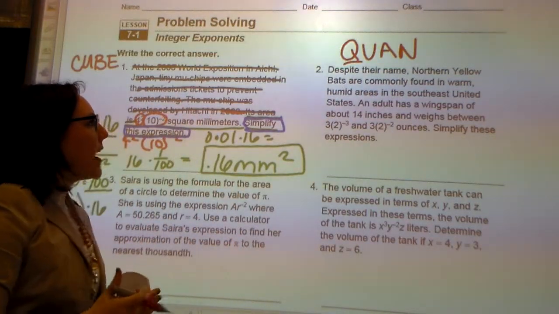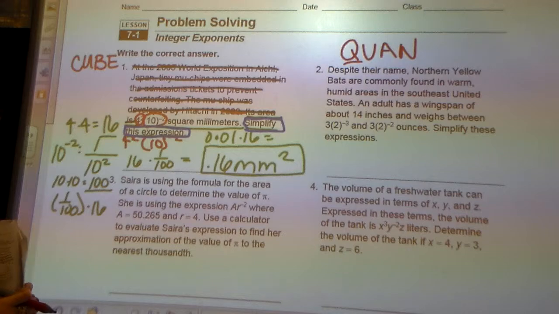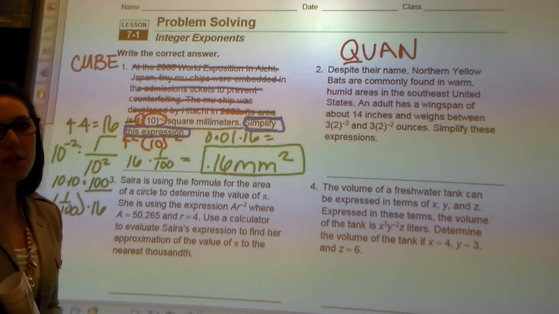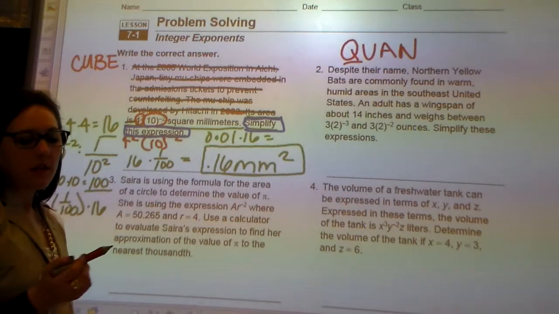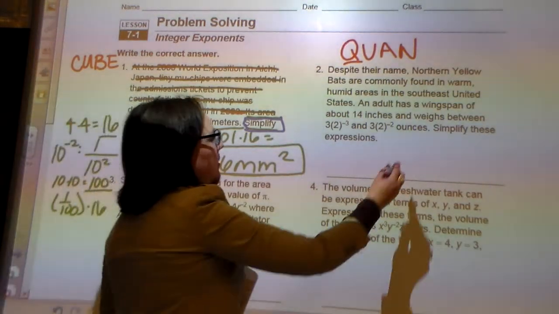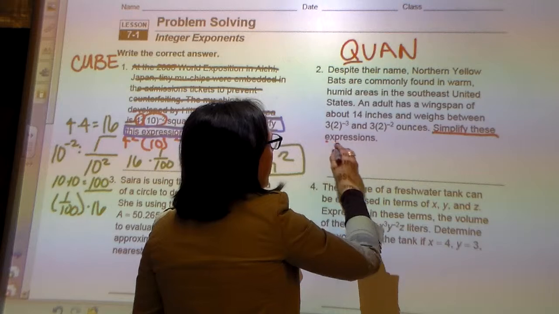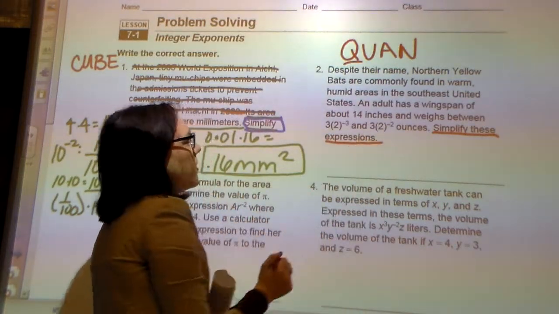So when we read this: despite their name, northern yellow bats are commonly found in warm, humid areas in the southeast United States. An adult has a wingspan of about 14 inches and weighs between 3 times 10 to the negative third power and 3 times 10 to the negative second power ounces. Simplify these expressions. So what is the question asking us to do? It's asking us to simplify these expressions. Speaking of these two expressions, right?